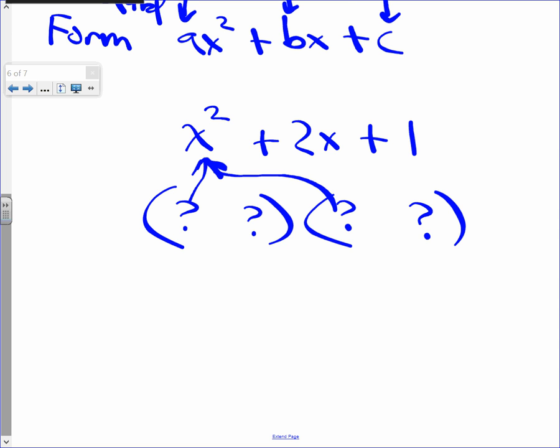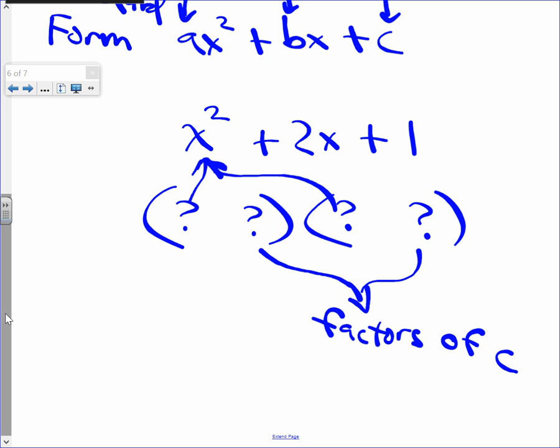Remember this, Garcia? Watch this now. So here, these 2 numbers, I need factors of C that add to B. Factors of C that add up to be B.